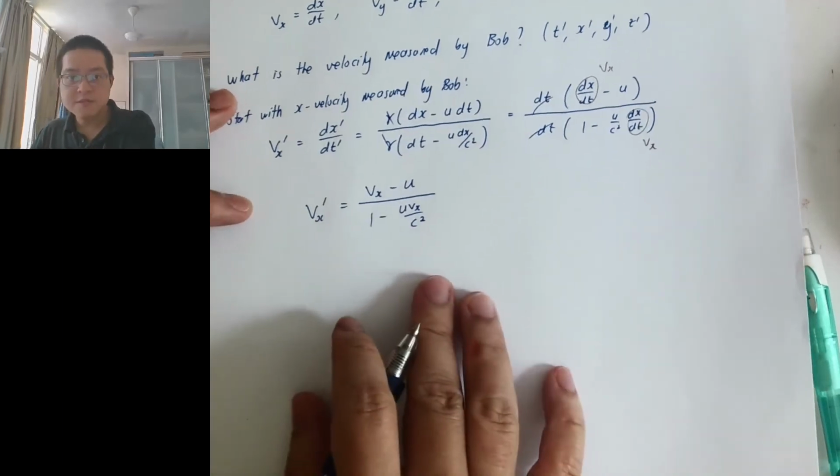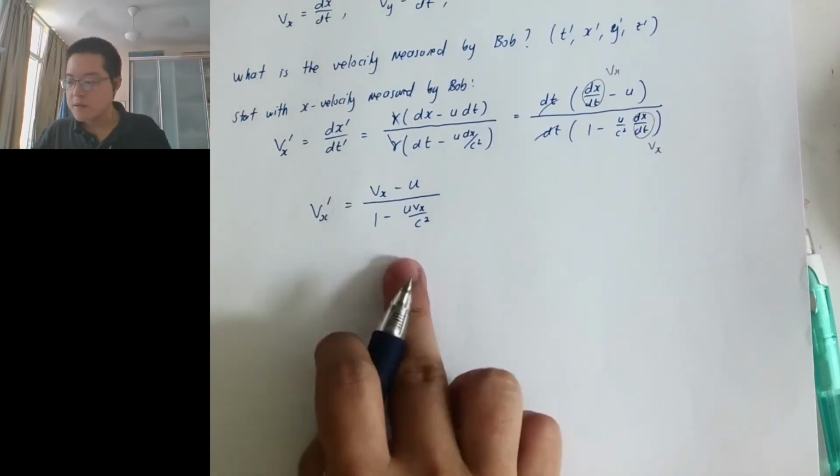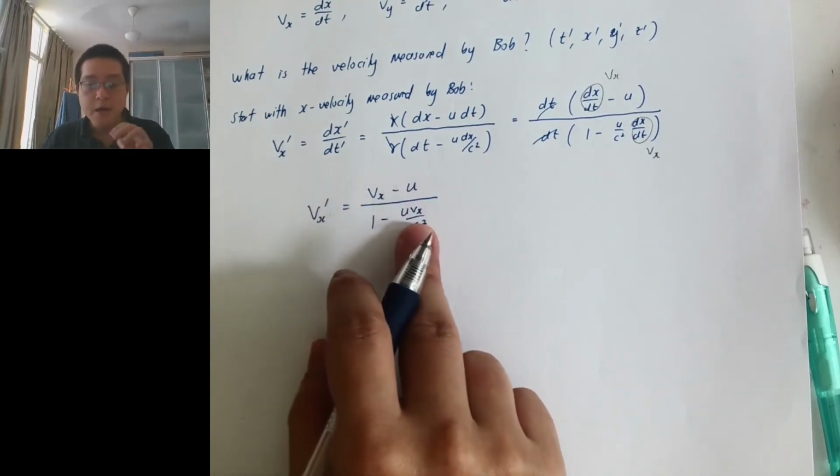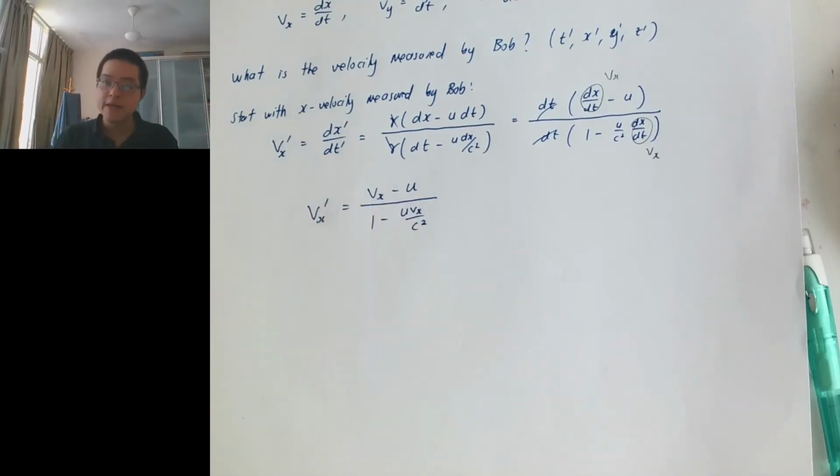So this is the Lorentz transformation for velocity. Given the velocity measured by Alice, we can actually calculate what Bob will get, right? Don't have to ask him, right? We can calculate and see what we get.